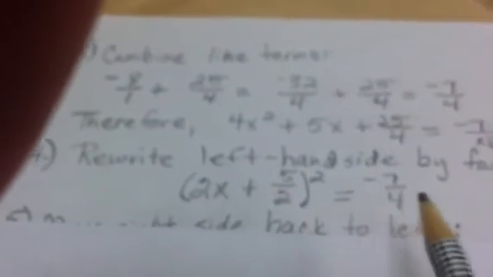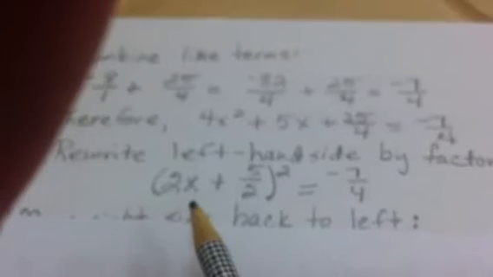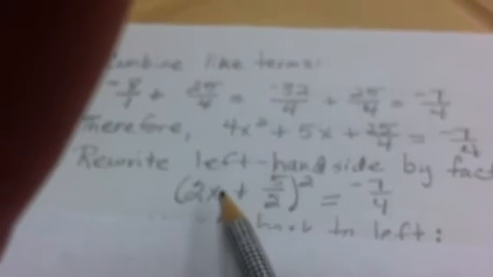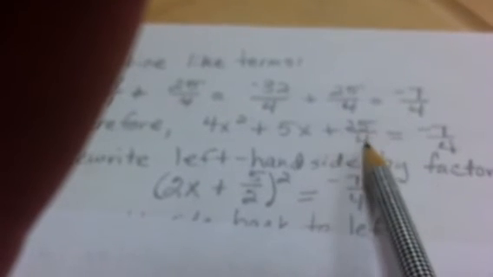Then we rewrite the left-hand side by factoring. We take the square root of the first term, so the square root of 4 is 2, and the square root of x squared is x. We take the square root of the third term, which is without the x. We have 25 fourths. The square root of 25 is 5. The square root of 4 is 2. Put it in parentheses with a squared. Then we bring down our negative 7 fourths.